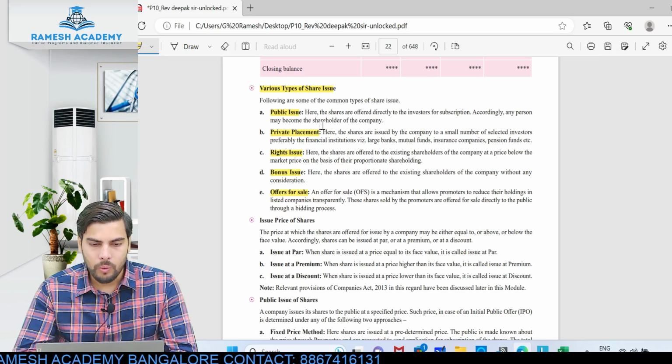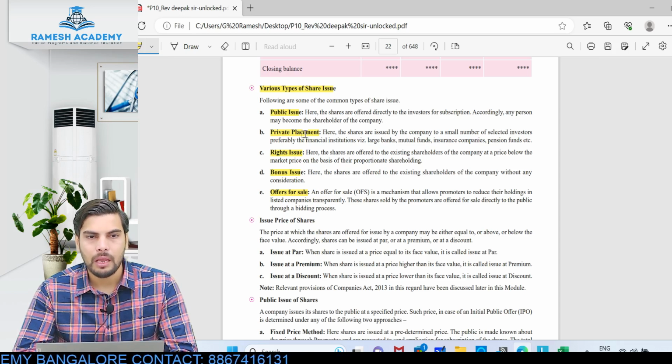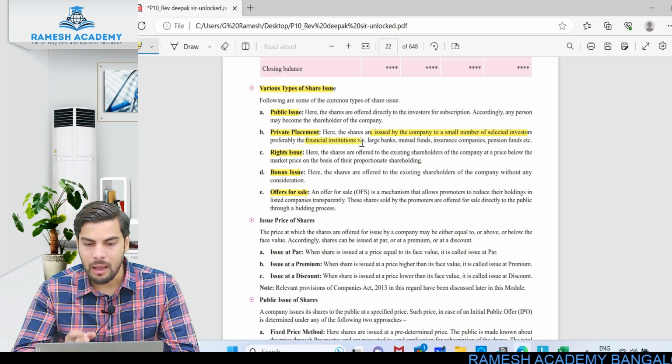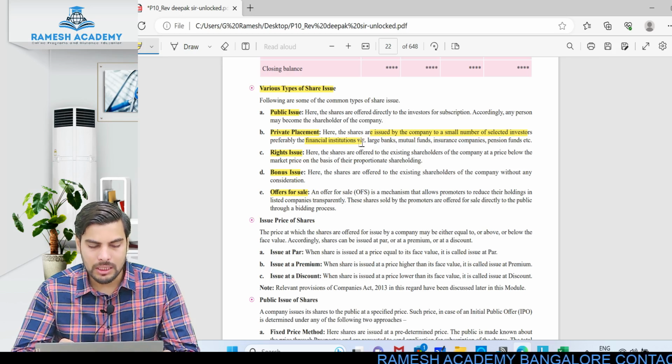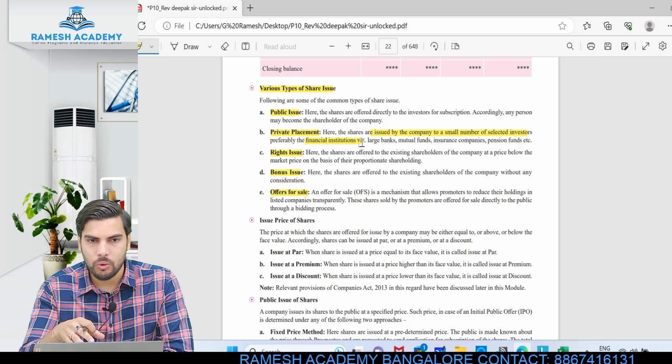When it comes to private placement, look at this, what happens in case of private placement? I'm not issuing the shares to the public in general. Here the shares are issued by the company to a smaller number of selected investors, preferably financial institutions like banks, insurance companies, mutual fund companies. This would be treated as private placement. Clear? It's not that anybody can become a shareholder in this case.